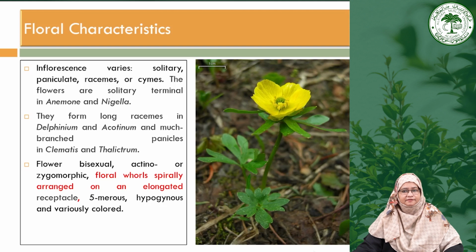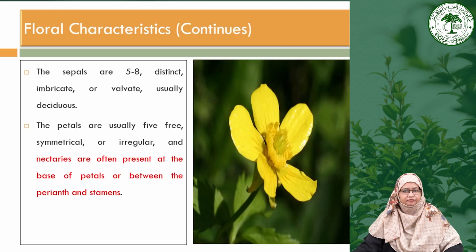The flowers themselves are generally bisexual and can be actinomorphic or zygomorphic. They display an intricate structure with floral whorls spirally arranged on an elongated receptacle, typically comprising 5 parts, that is pentamerous flowers, and hypogynous, with various colors of flowers. Next, we will explore more details regarding the sepals and petals. Now, moving towards the sepals.